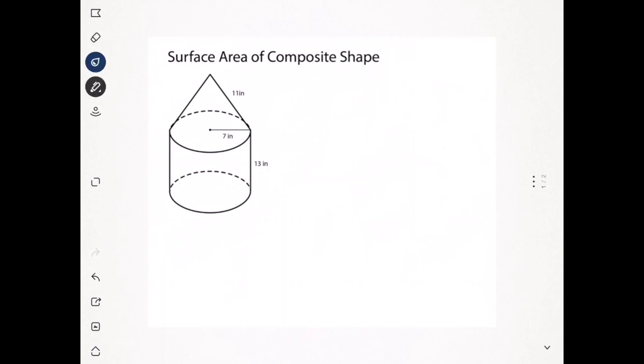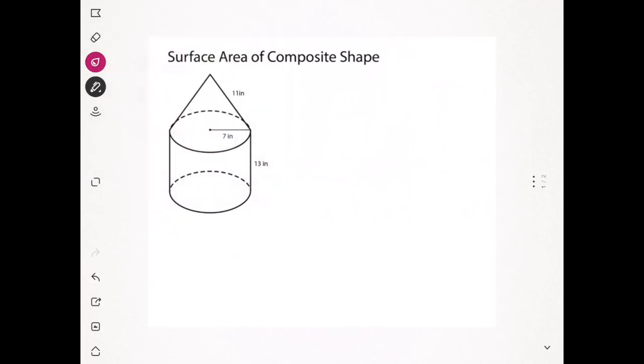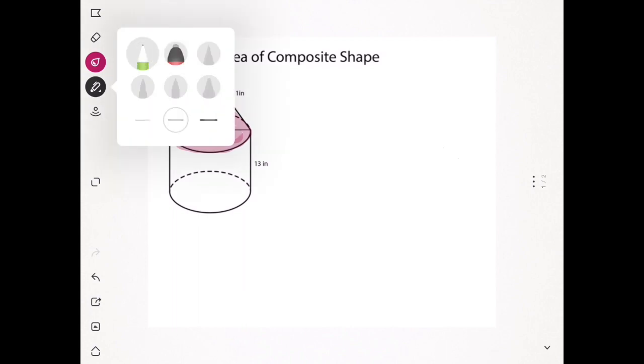And when that happens, some of the surface area of the shape disappears. In the case of a cone on top of a cylinder, we're going to lose the circular base of the cone and the base that is on top of the cylinder. So we're going to lose this part that I'm highlighting in pink right here. We're going to lose everything that's inside there because it becomes inside the shape instead of part of the surface of the shape. Okay, so what does that mean for finding the surface area?